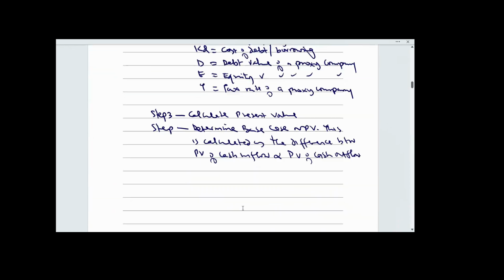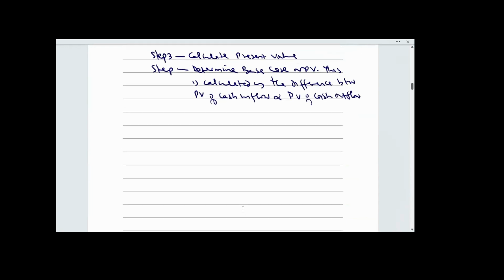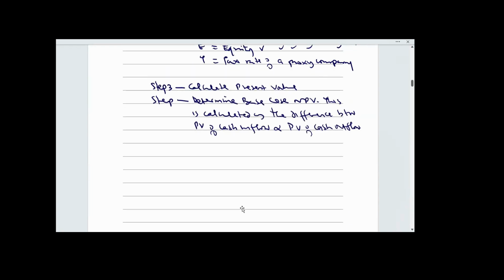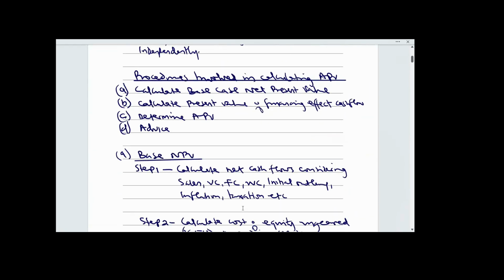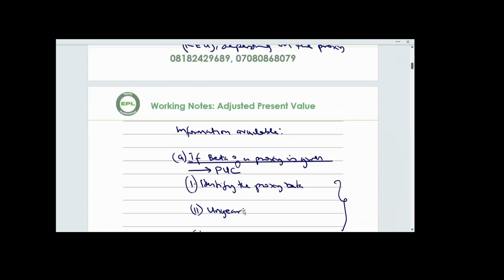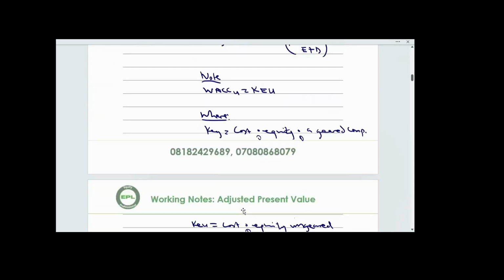So this is how to calculate base case NPV. Then the second part of your APV, the second procedure, is to calculate the present value of financing effect cash flow. Okay.